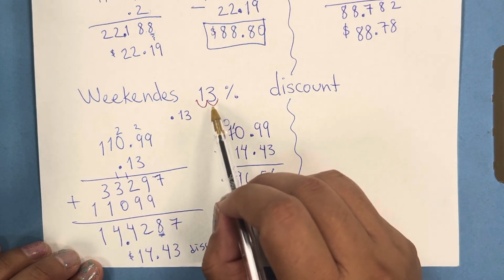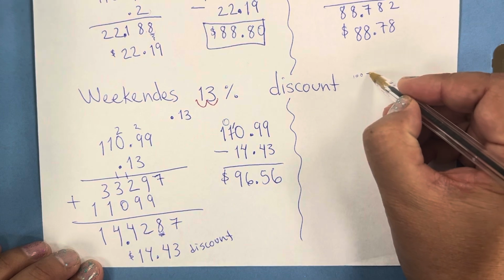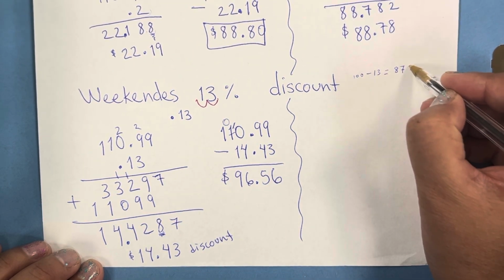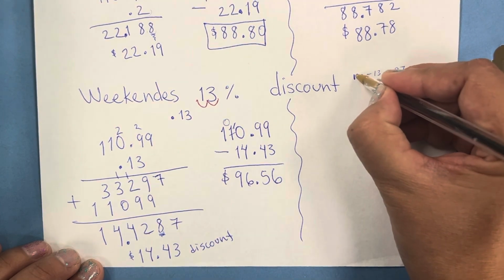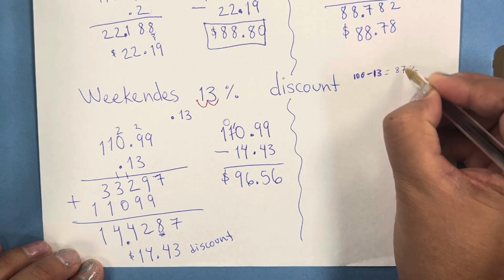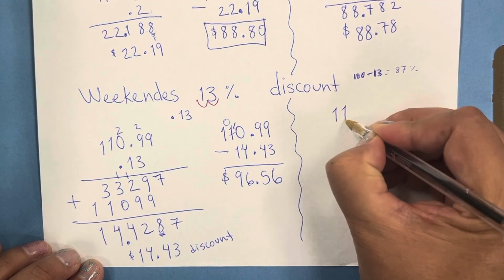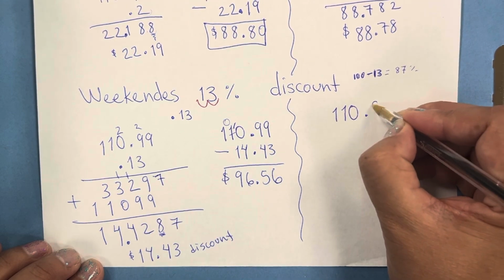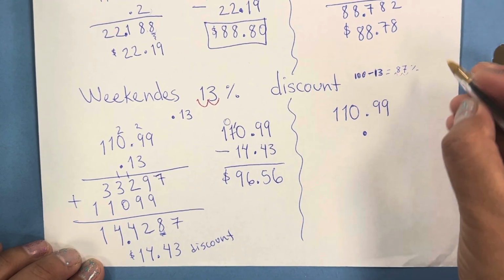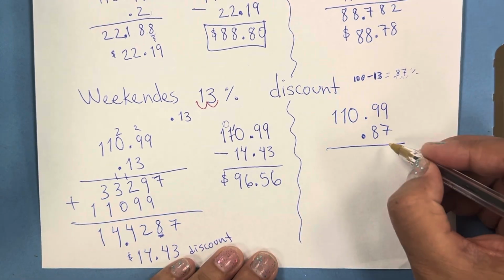So if you're getting a discount of 13%, that means that you would pay 100 minus 13 equals, what is it? 87%. Somebody will say, oh, now I understand. You're subtracting the discount. That means it gives you the total price you will be paying from the initial price. So by doing that, you just put the $110.99 times, go back, 0.87. And we multiply. 7 times 9.